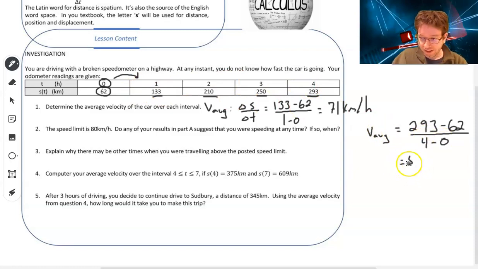And we'll get 57.75 kilometers per hour. So notice these are very different. And it's because we're trying to find average.